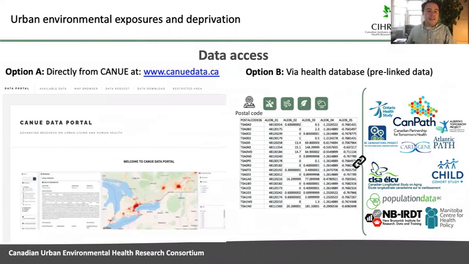Finally, accessing CANUE data can either be done directly through CANUE using our data portal, again at canuedata.ca, or via one of the health data custodians holding pre-linked CANUE data sets that I mentioned at the beginning of my presentation and which are shown on the right hand of this slide. Accessing pre-linked data is done via each cohort or admin health data holder, and it's done through the regular data access processes, which are usually described on their websites.